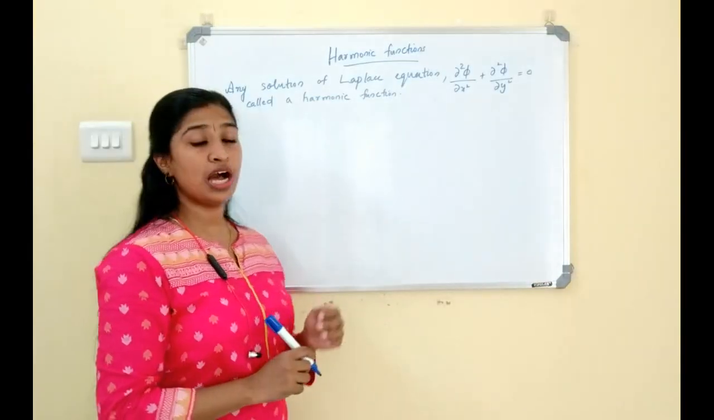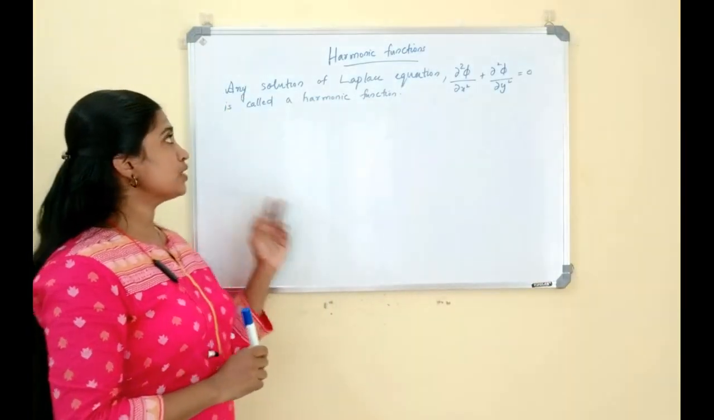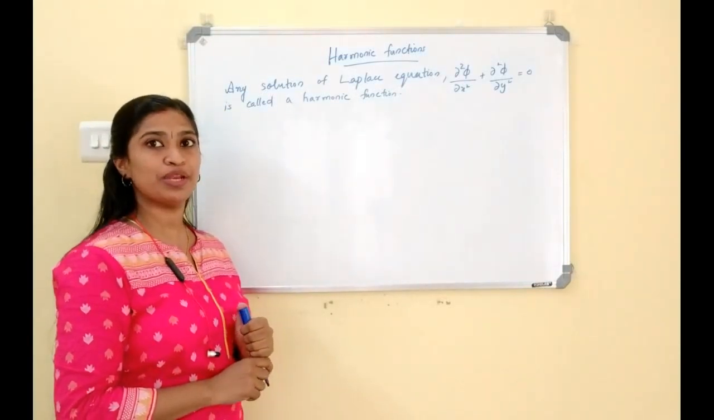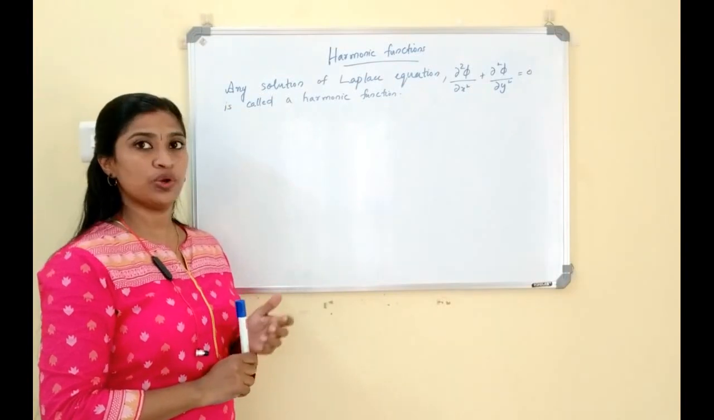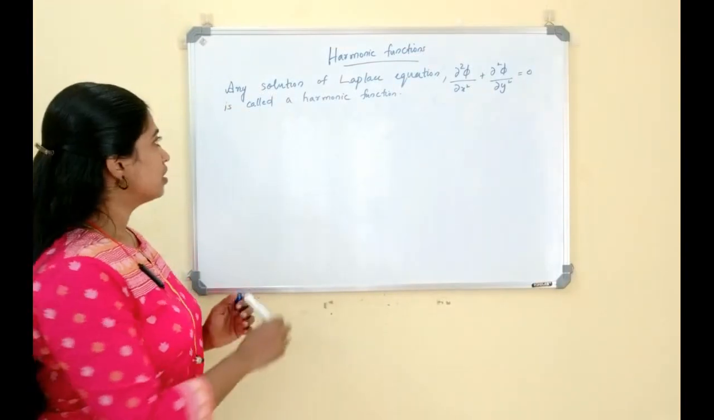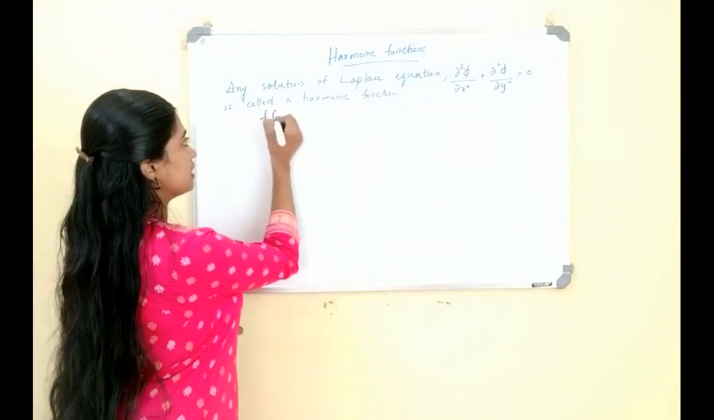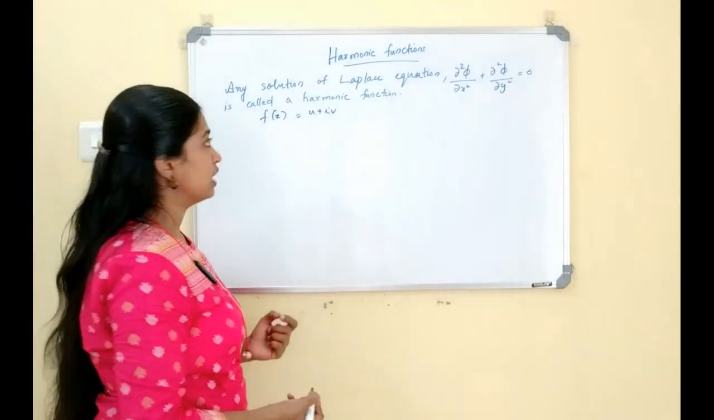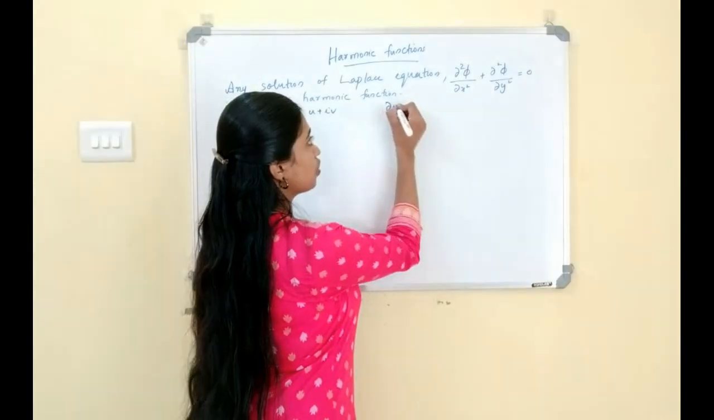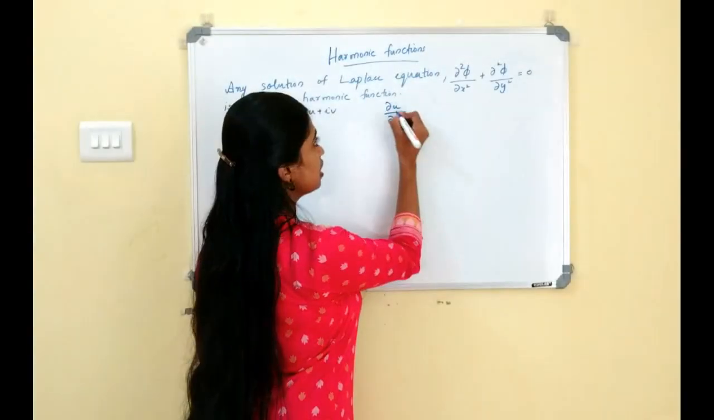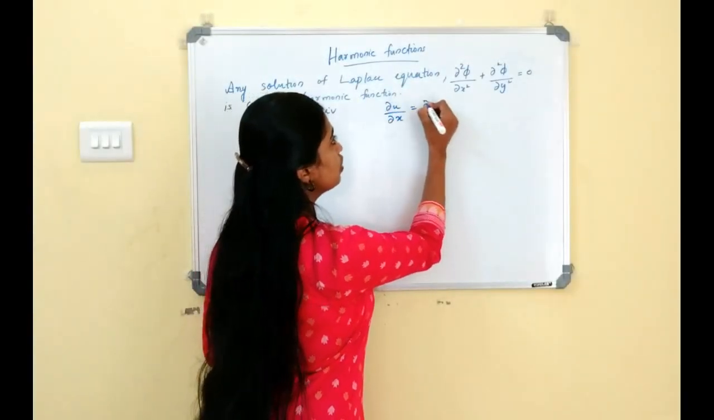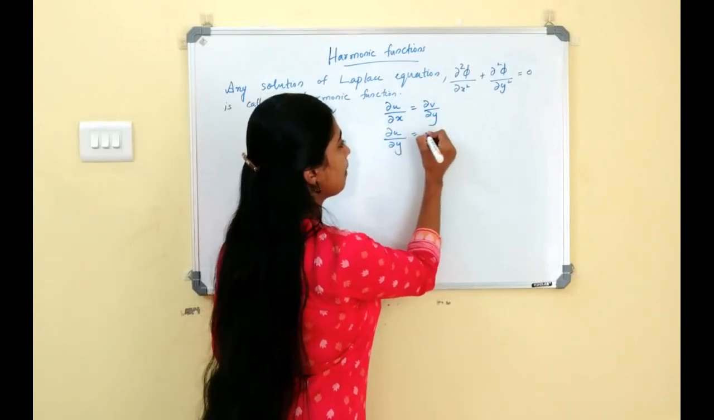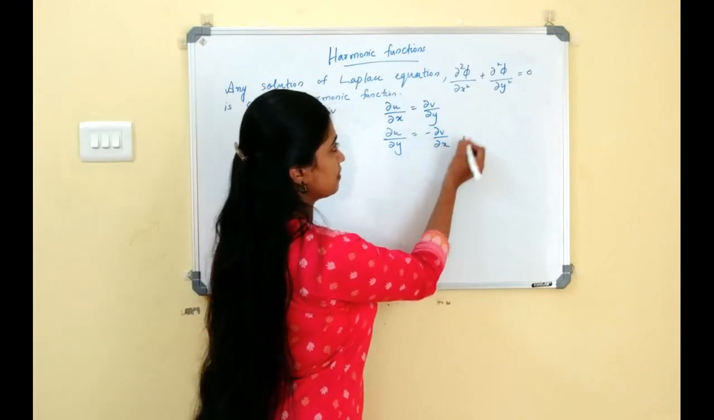Next topic is harmonic function. Any solution of Laplace equation ∂²φ/∂x² plus ∂²φ/∂y² is equal to 0 is called a harmonic function. Let the function f of z is equal to u plus iv be an analytic function. That is, it satisfies Cauchy Riemann equation. That is, ∂u/∂x is equal to ∂v/∂y, and ∂u/∂y is equal to minus ∂v/∂x.